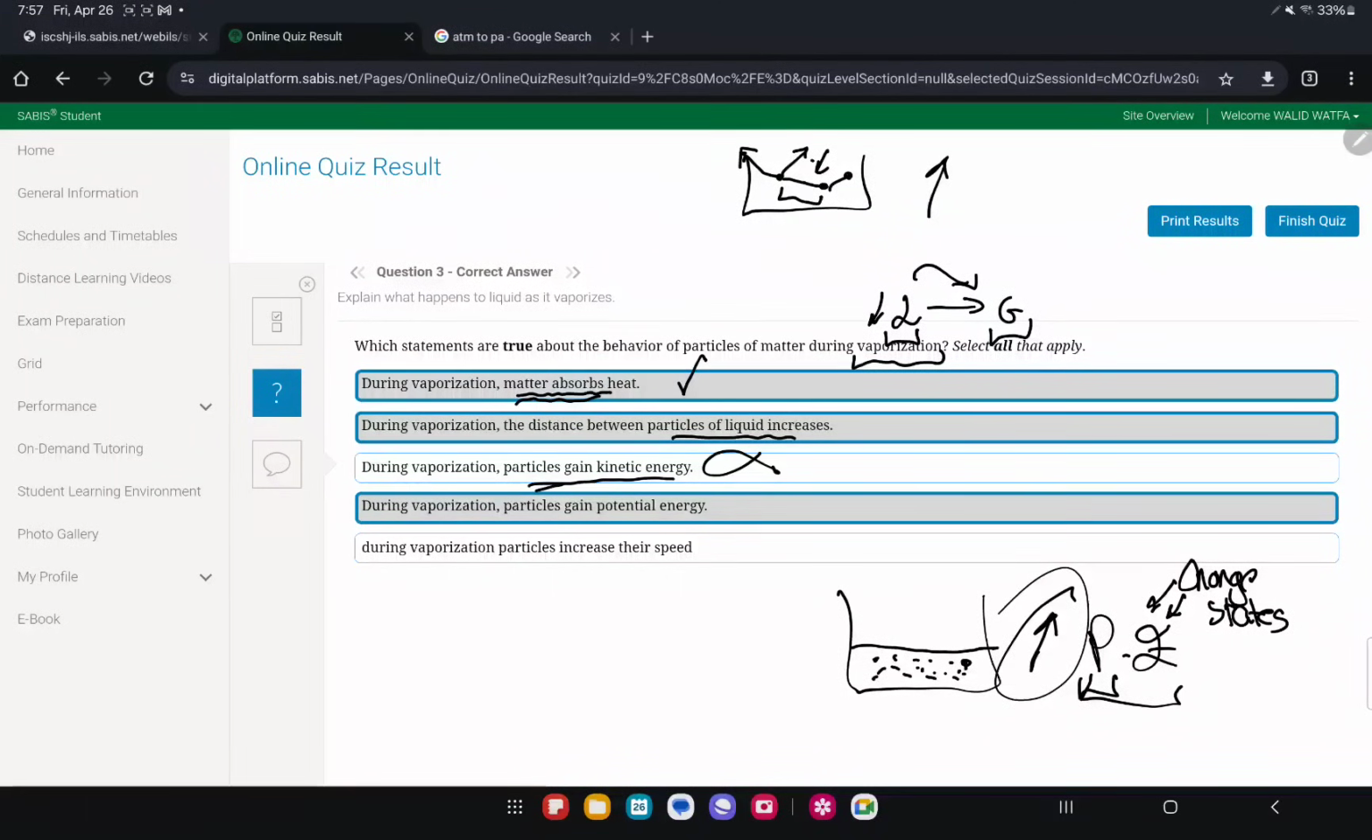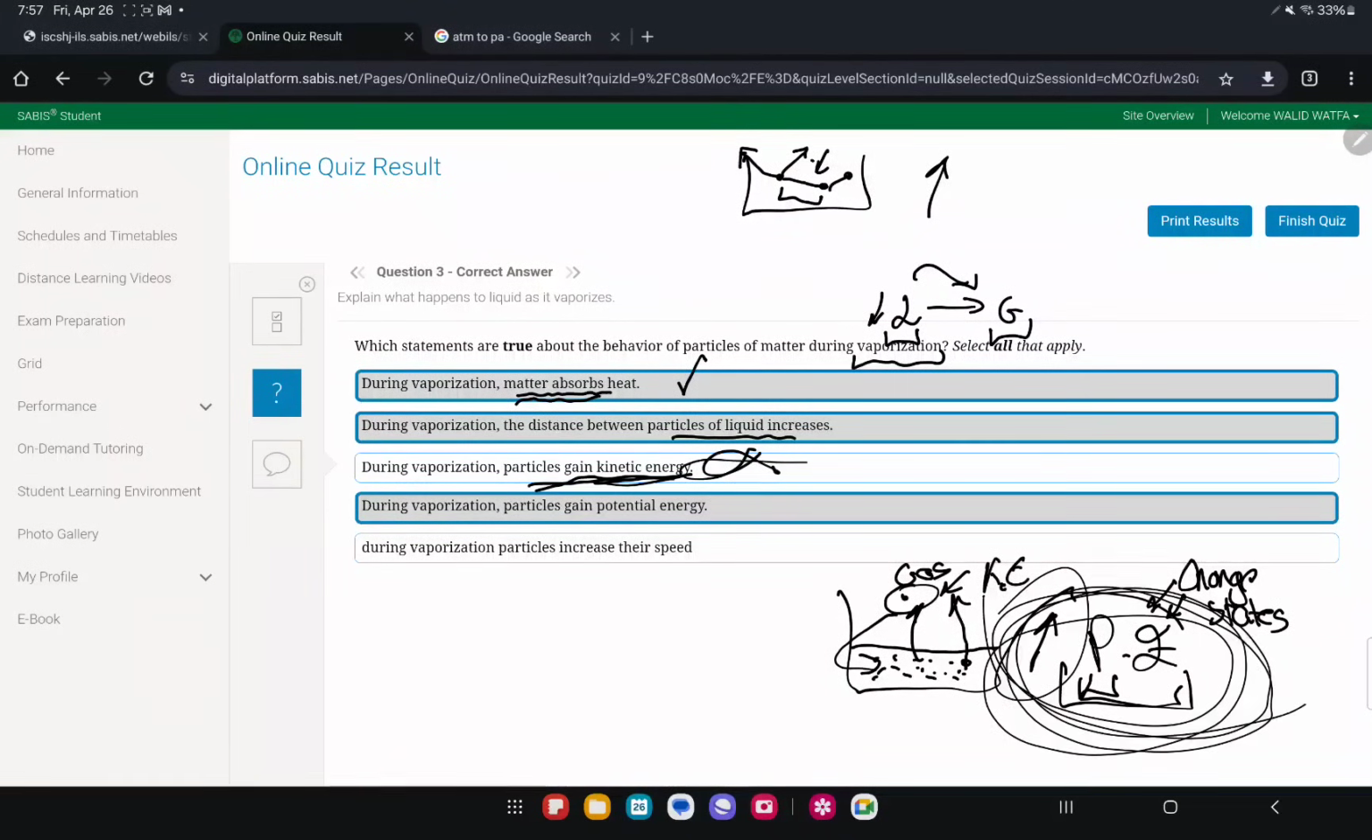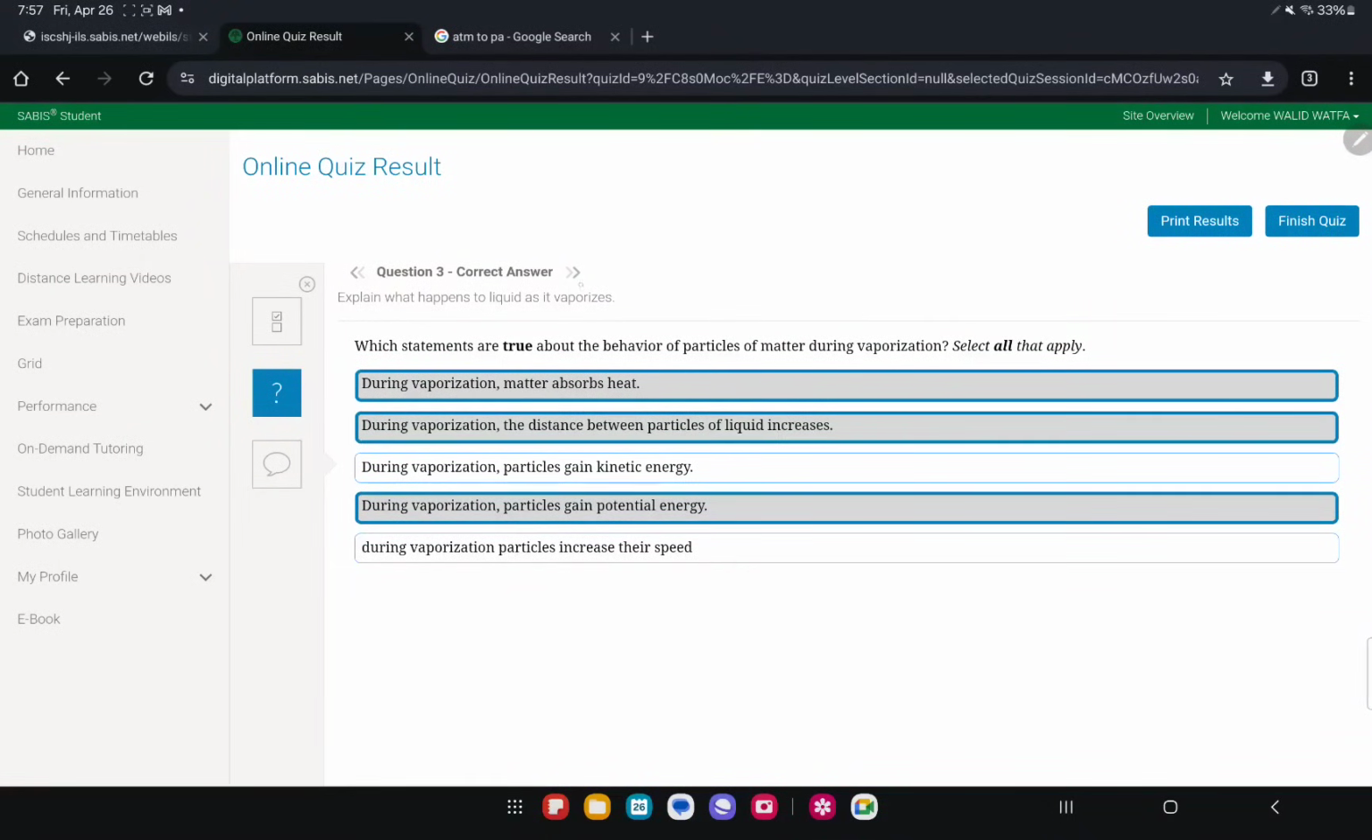How about the kinetic energy? Do they gain kinetic energy? No, only potential energy increases. But after they vaporize and evaporate, after it becomes a gas, the kinetic energy of the gas molecules is more than the liquid. But it doesn't gain kinetic energy, it only gains potential energy during vaporization. So the kinetic energy one is wrong, but the potential energy is correct. During vaporization, particles increase their speed? No. You're just changing from liquid to gas. After vaporization is when you can say they gain their speed. Question 4.